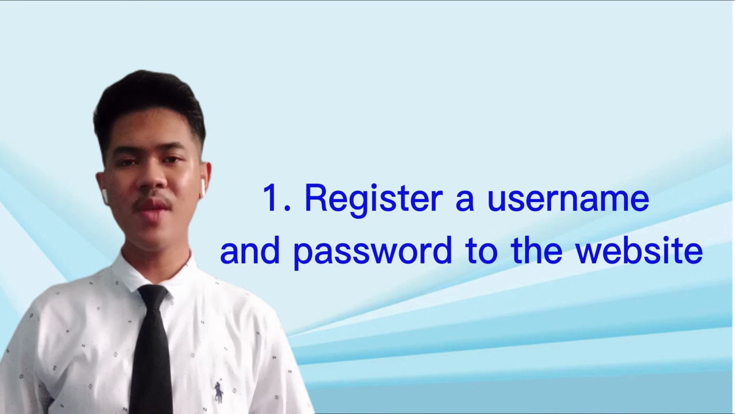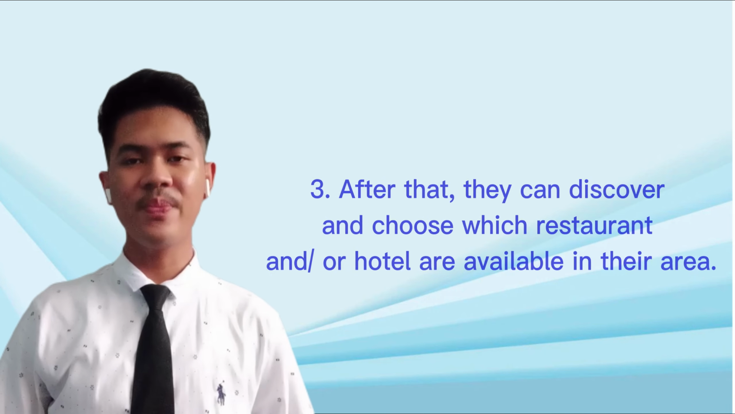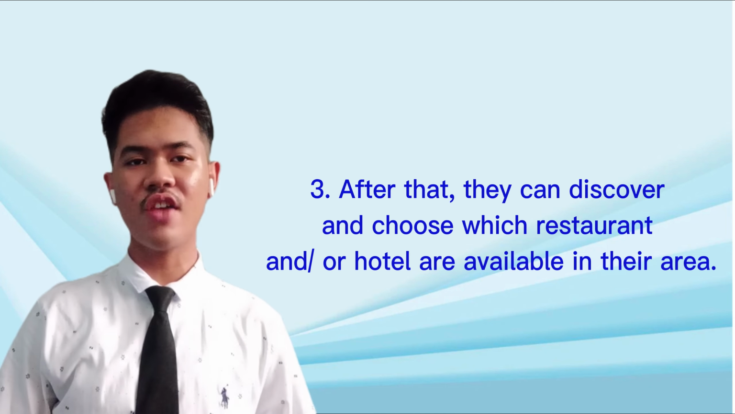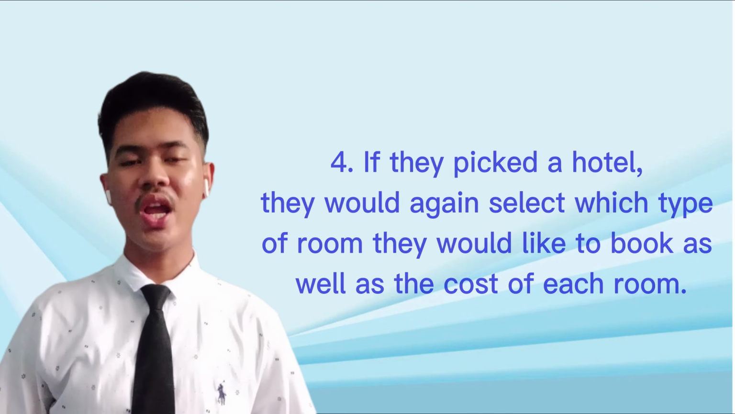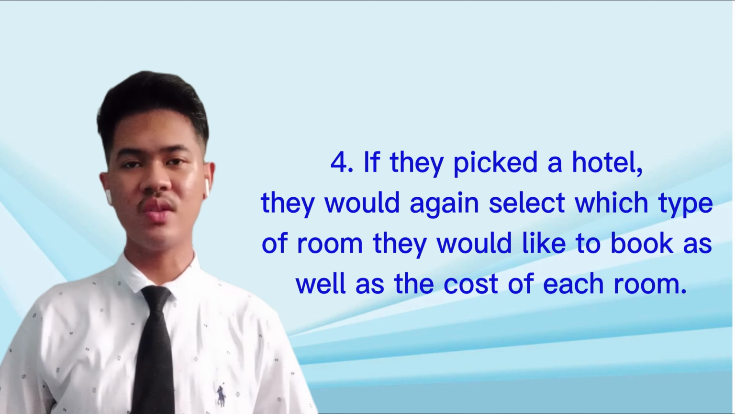Register a username and password to the website. 2. Log into the website using the registered email address. 3. After that, they can discover and choose which restaurant and or hotel are available in their area. 4. If they pick a hotel, they would again select which type of room they would like to book as well as the cost of each room.